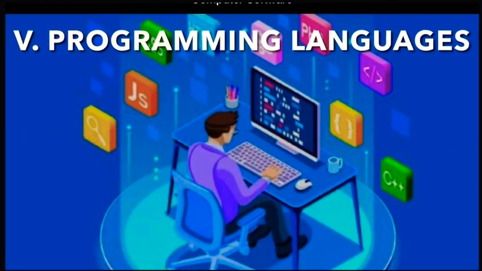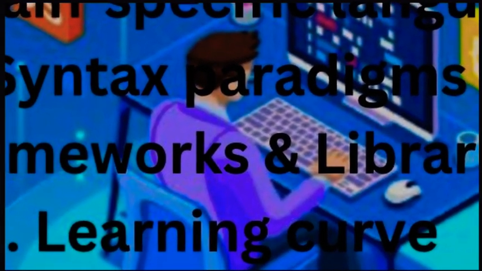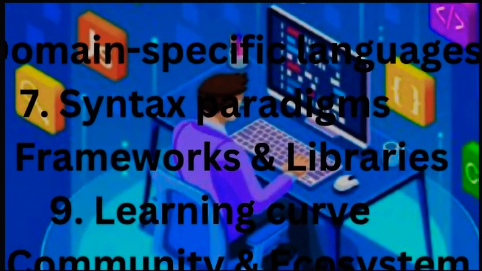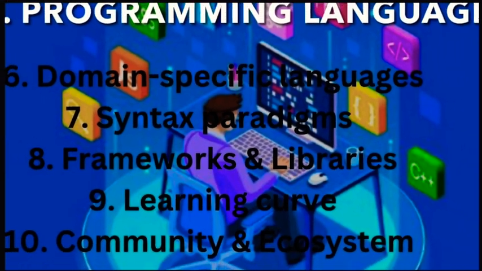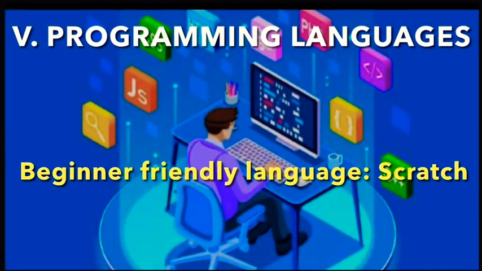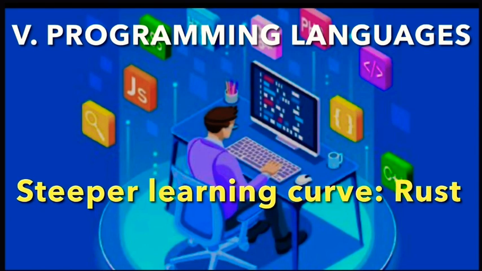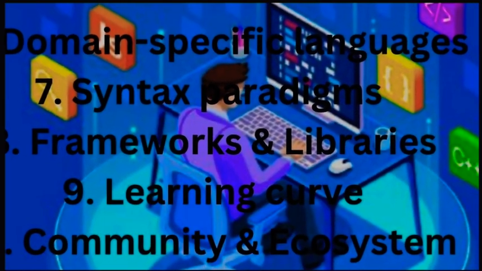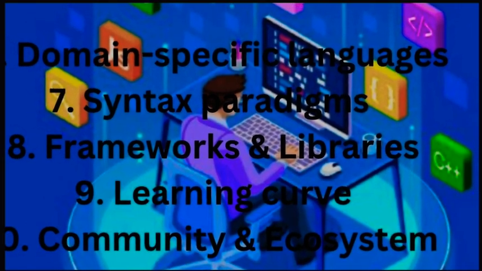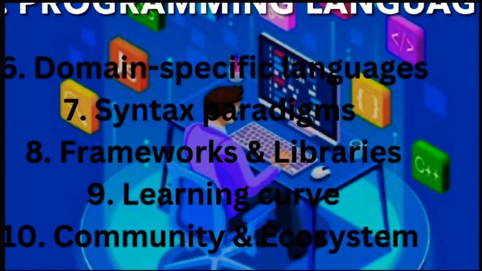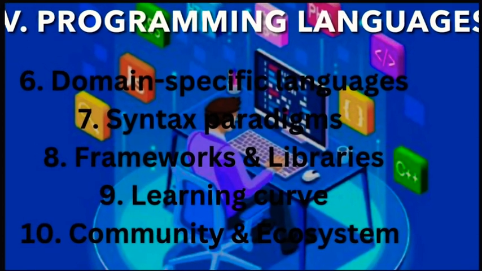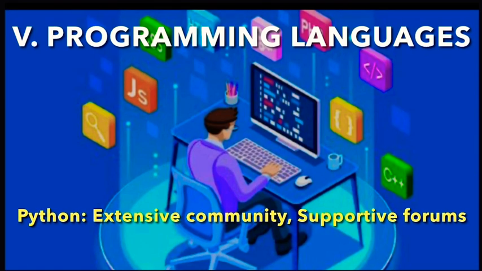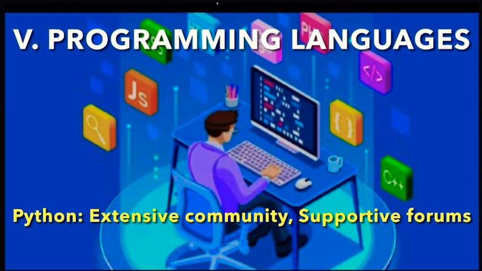user interfaces. Learning curve. Different languages vary in complexity, making some more accessible for beginners, while others offer advanced features for experienced developers. For example, Scratch is a beginner-friendly language, while languages like Rust may have a steeper learning curve. Community and ecosystem. Programming languages often have vibrant communities and ecosystems with resources, forums, and libraries that support developers using those languages. For example, the Python community is known for its extensive ecosystem of libraries and supportive forums.